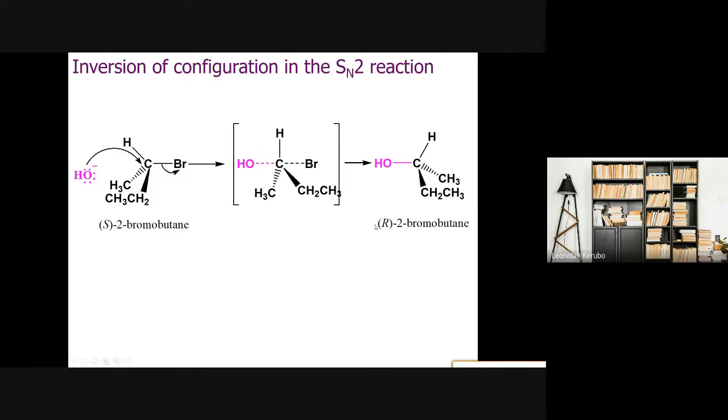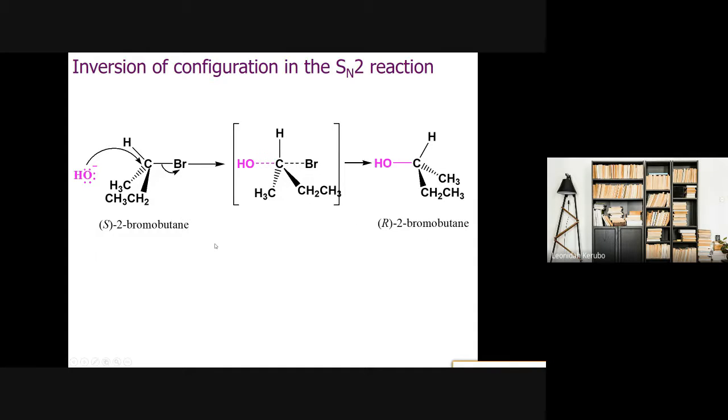It's been inverted. So the product, which is the alcohol, when you're using a hydroxyl group as a nucleophile and you react it with the substrate, that is the alkyl halide in this case, what you're trying to synthesize is an alcohol. So the configuration for the alcohol will be the opposite of that of the alkyl halide. The substrate was S configured, but the alcohol, which is the product, will be R. So there is inversion of configuration from S to R.